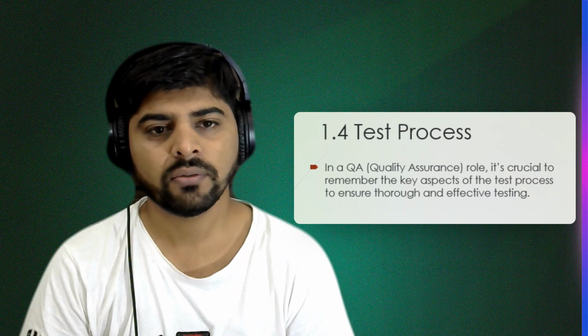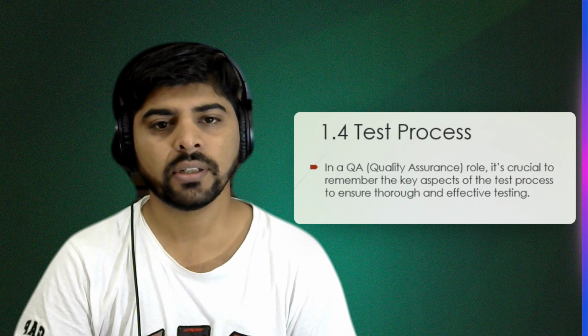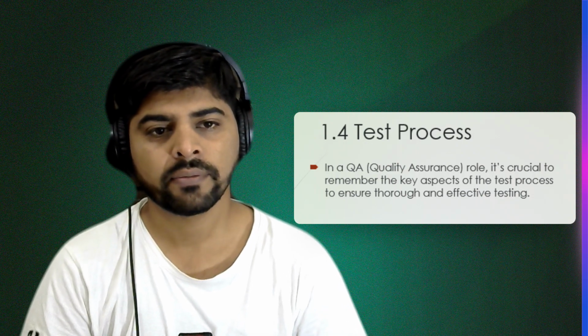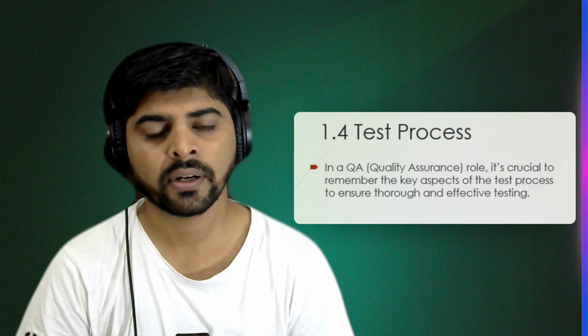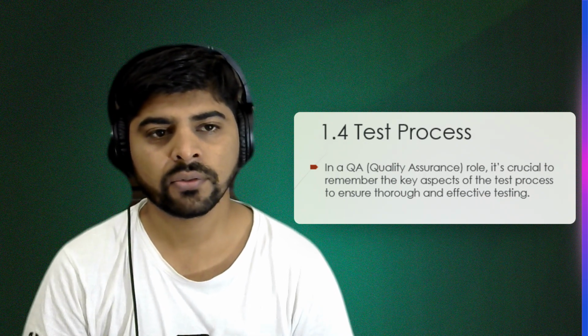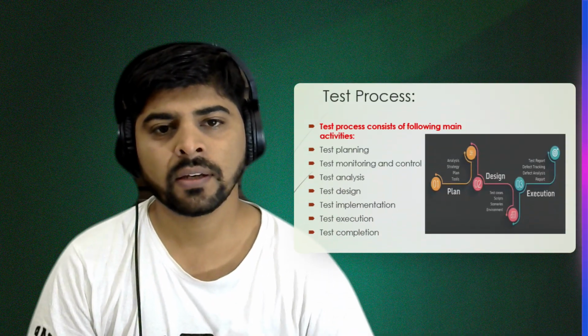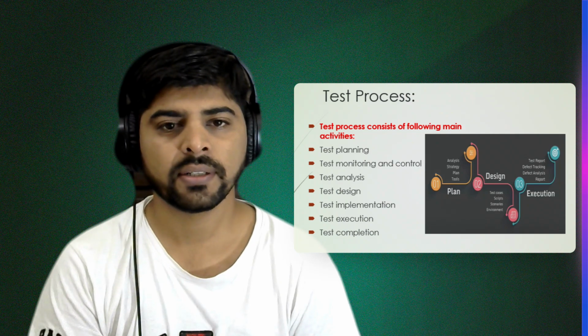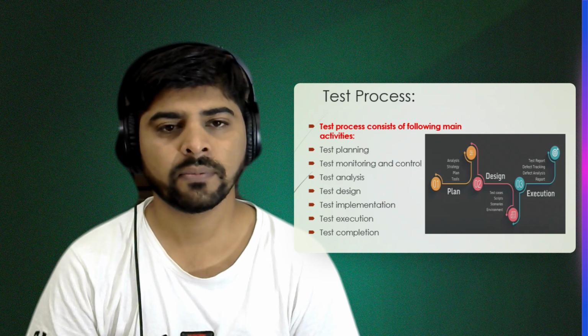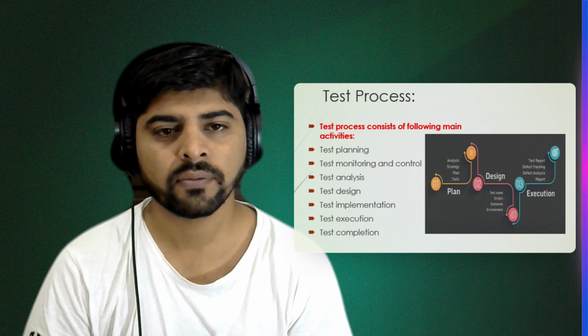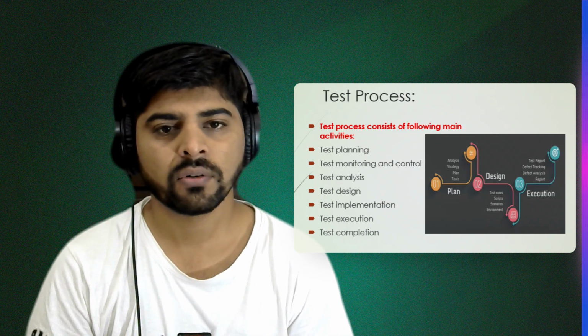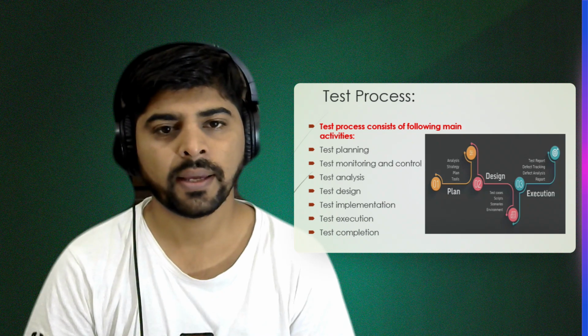As you know, in the QA quality assurance role, it is critical to implement the key aspects of the test process to ensure thorough and effective testing. So first of all, you should understand what the test process is. In testing, we perform different activities. For example, when a project initiates, QA gets involved, and the quality assurance team does planning.